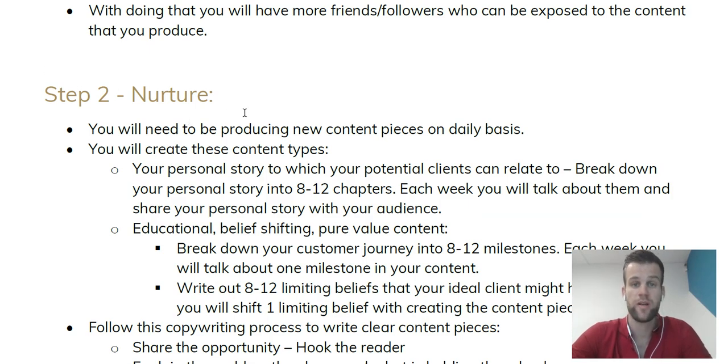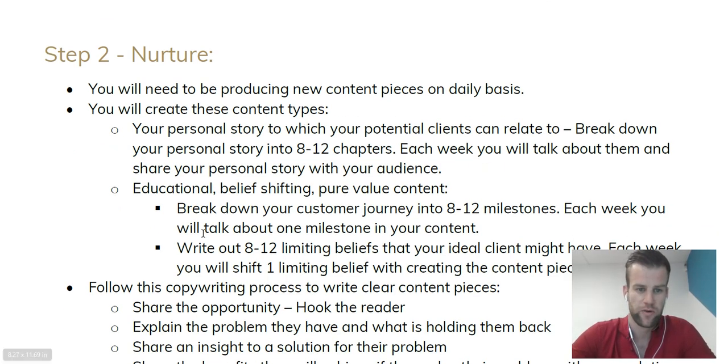Step 2, you will need to nurture this network of your people, and you will do that by creating daily content pieces. Here I gave you an idea of 2 types of content pieces that you should be creating on a daily basis, or a few times a week. First of all, you will need to share your personal story, to which your potential clients usually relate anyway, because they're going through the same challenges that you went through.